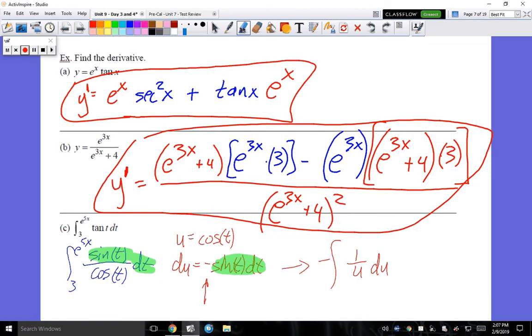We just have to now be careful of making sure we change our bounds, because we're about to transfer over to being in terms of u. So let's go ahead and plug in 3 into my u substitution. Okay, so that we would have the cosine of 3.